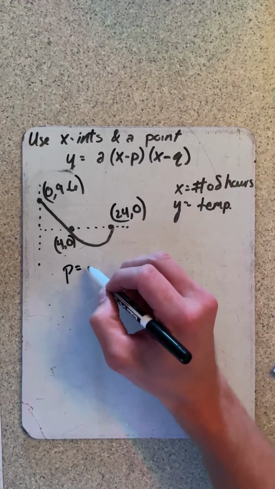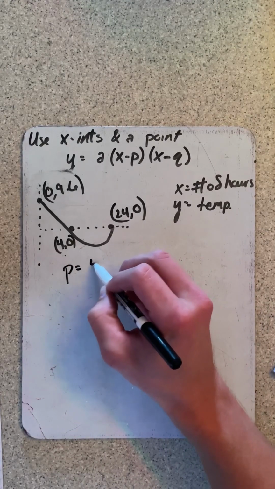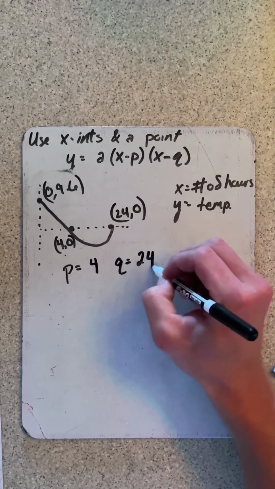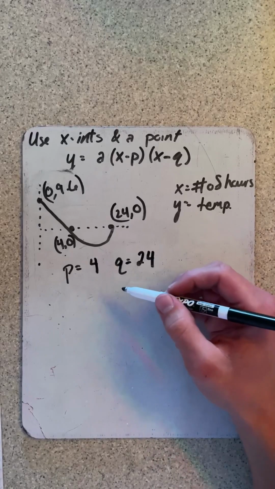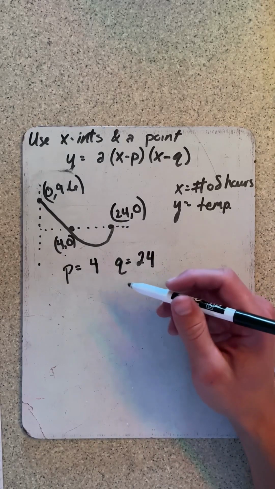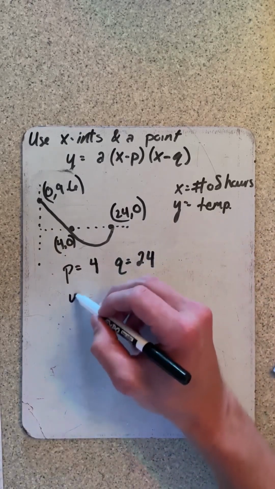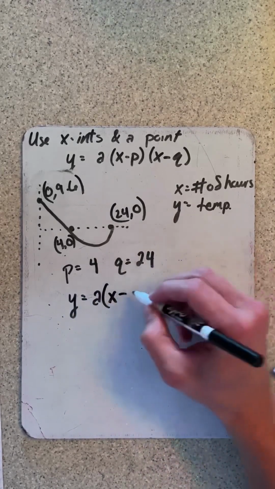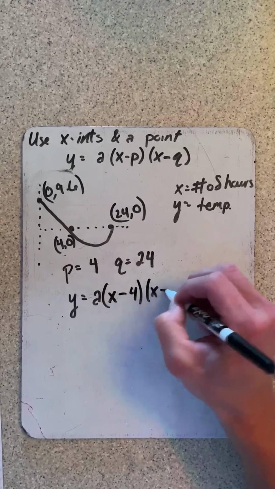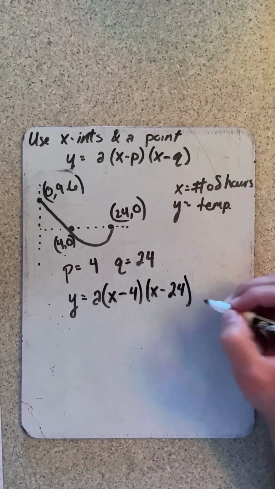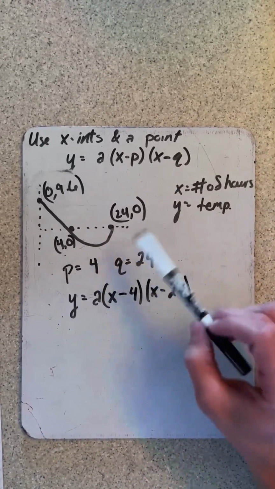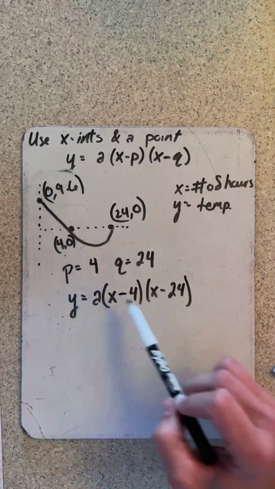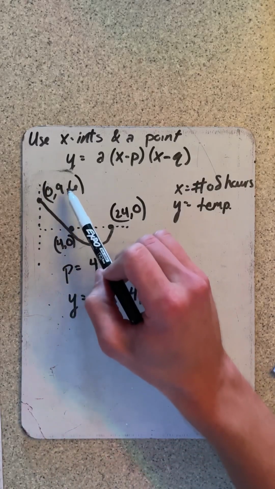Well, our P is 4, x-intercept. Our Q is 24. Okay, so let's go ahead. We're going to have to solve for A, again in this case. So first off, let's plug in what we have. Y equals A, x minus 4, x minus 24. Okay, awesome. Now, I've got this other point, which is right over here, 0, 9.6. Plug that in. Here's my x that'll go in, is going to be 0. And here's my y, 9.6.